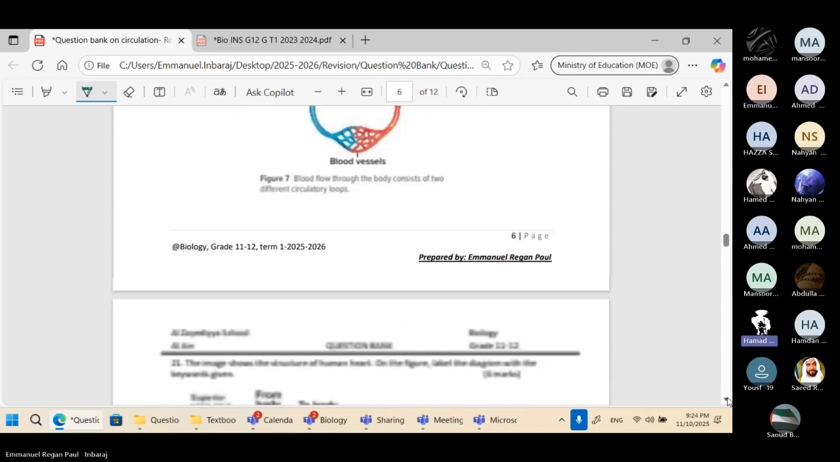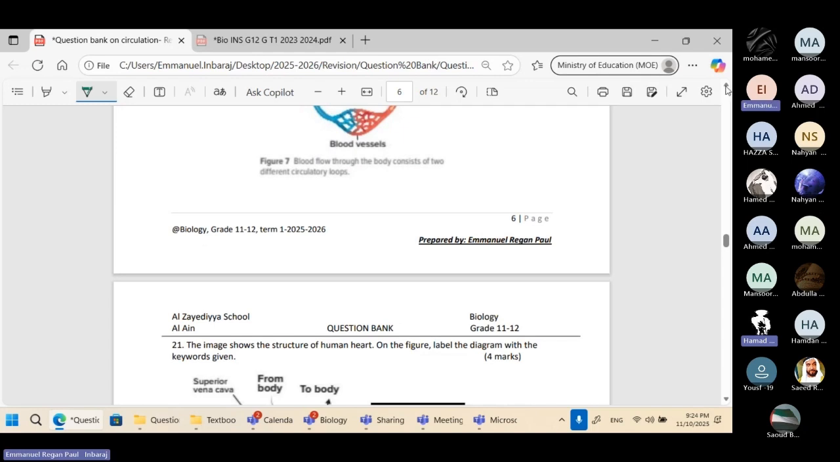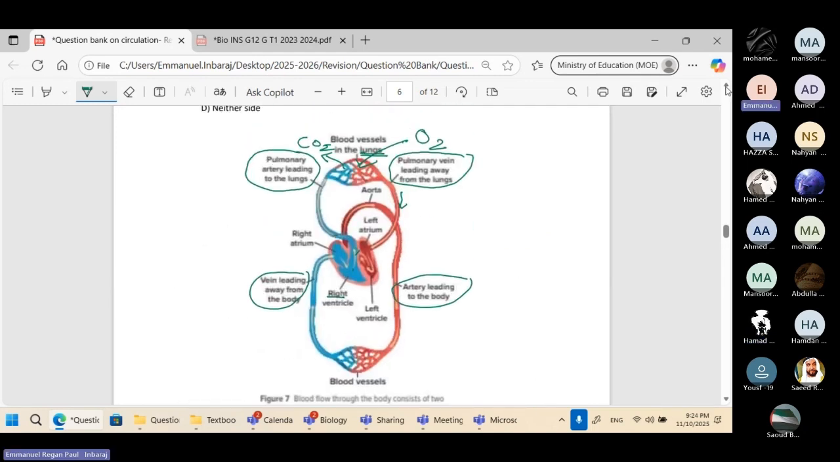Wait, sir. Again, one more time. Can you say it again? Okay. Listen. See, the blood from the body parts. The body parts will have deoxygenated blood. That's why the blood is blue here. So this deoxygenated blood will first enter where? The right atrium. From the right atrium, where does it go? Right ventricle. From the right ventricle, it will go to the lungs.